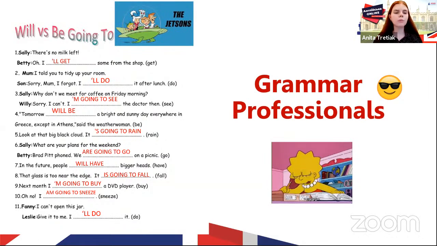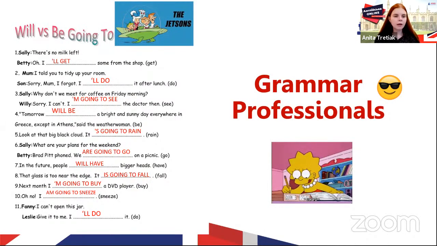Number 4, tomorrow will be a bright and sunny day everywhere in Greece except in Athens. This one is a prediction. You cannot say for sure if the weather will be bright and sunny. That's just your prediction because you cannot see anything. It's tomorrow. It's not even today. You cannot even look at the sky and you cannot say what you can expect.